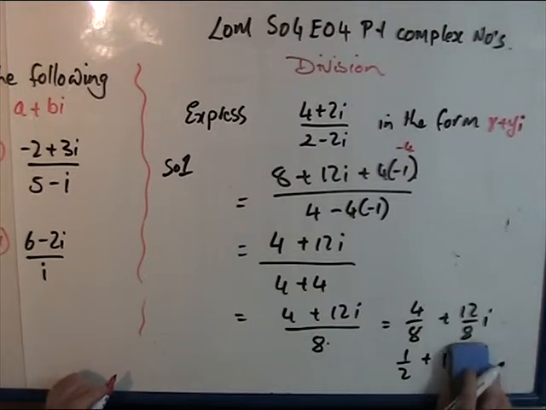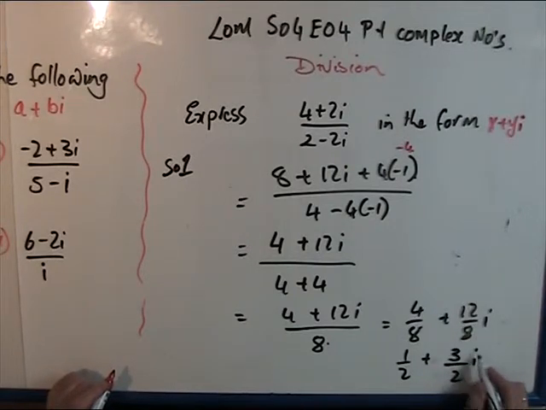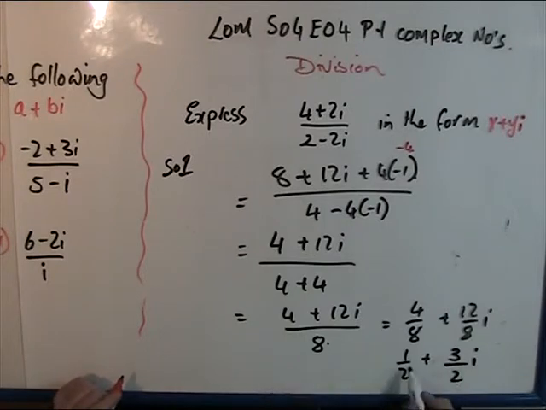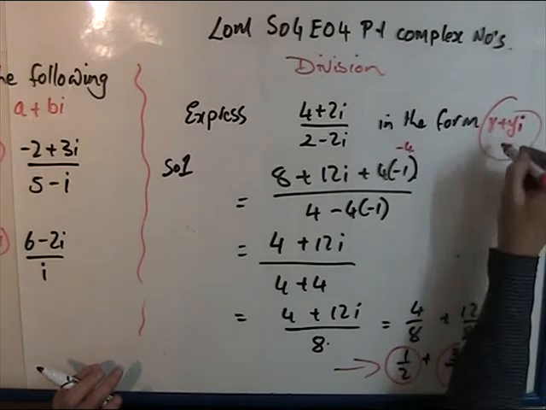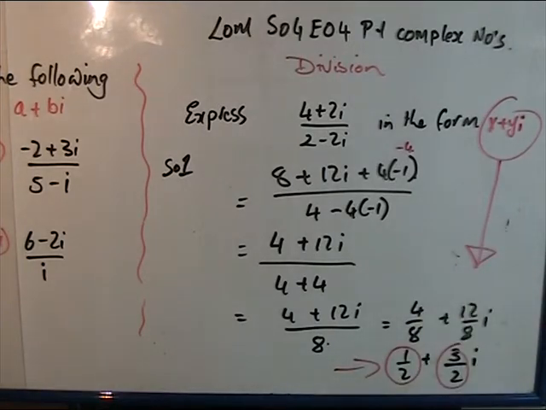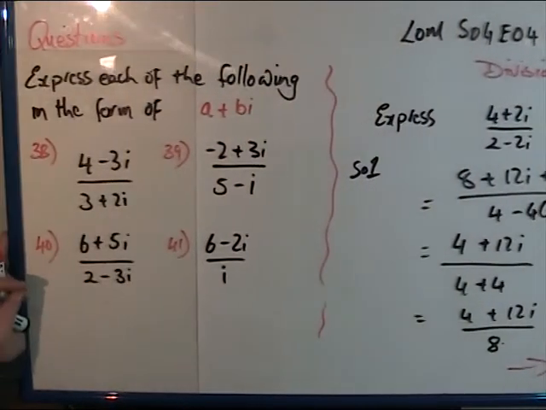Or we can leave it at, you can reduce it down again, dividing by 4 above and below the line. 4 into 12 goes 3 times, 4 into 8 goes twice, and that's how you would write it. This is your real part and that's your imaginary part, and this is the way you would write it. Okay, because you've expressed it in this form. So remembering, multiplying above and below the line by the conjugate of the bottom line.